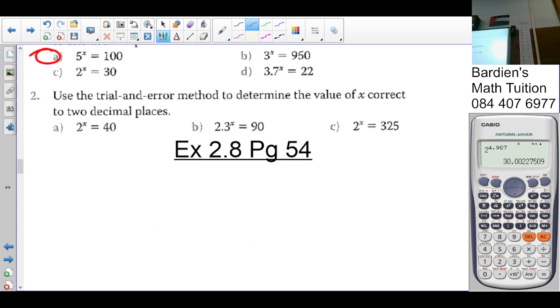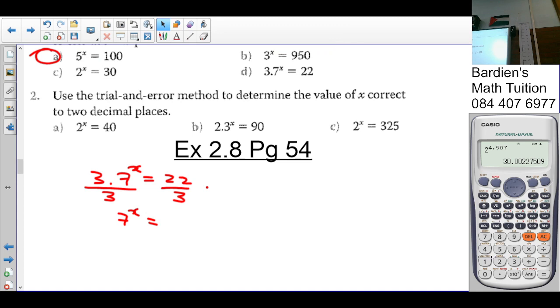So as promised, let's look at D. 3 times 7 to the x equals 22. So normally what we do is we want the base with the variable exponent standing on itself. Okay? So what do I do first? Divide by 3. So we've got 7 to the x is equal to 22 divided by 3. So I'm going to work with decimals. 22 divided by 3 is going to give you 7.3 recurring.